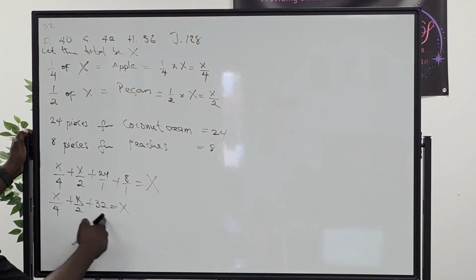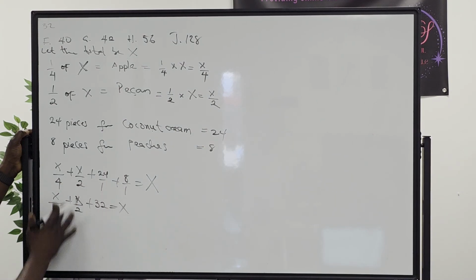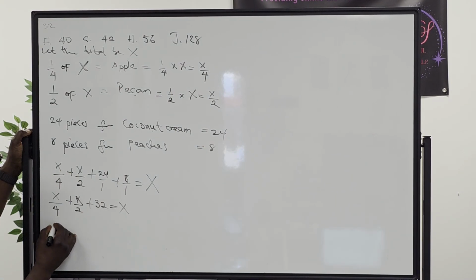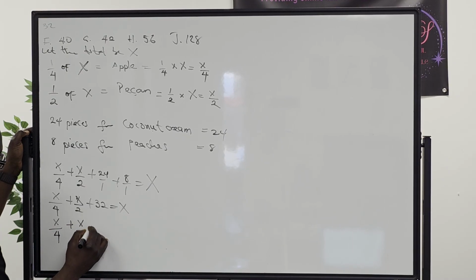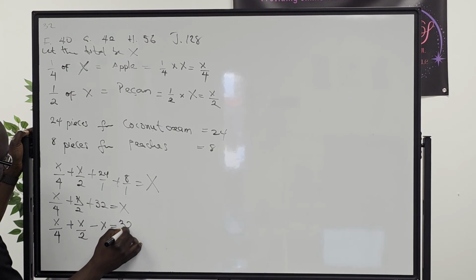So we can take this to the other side and bring this here, so we have like terms together. So we have x/4 plus x/2 minus x is equal to 32.